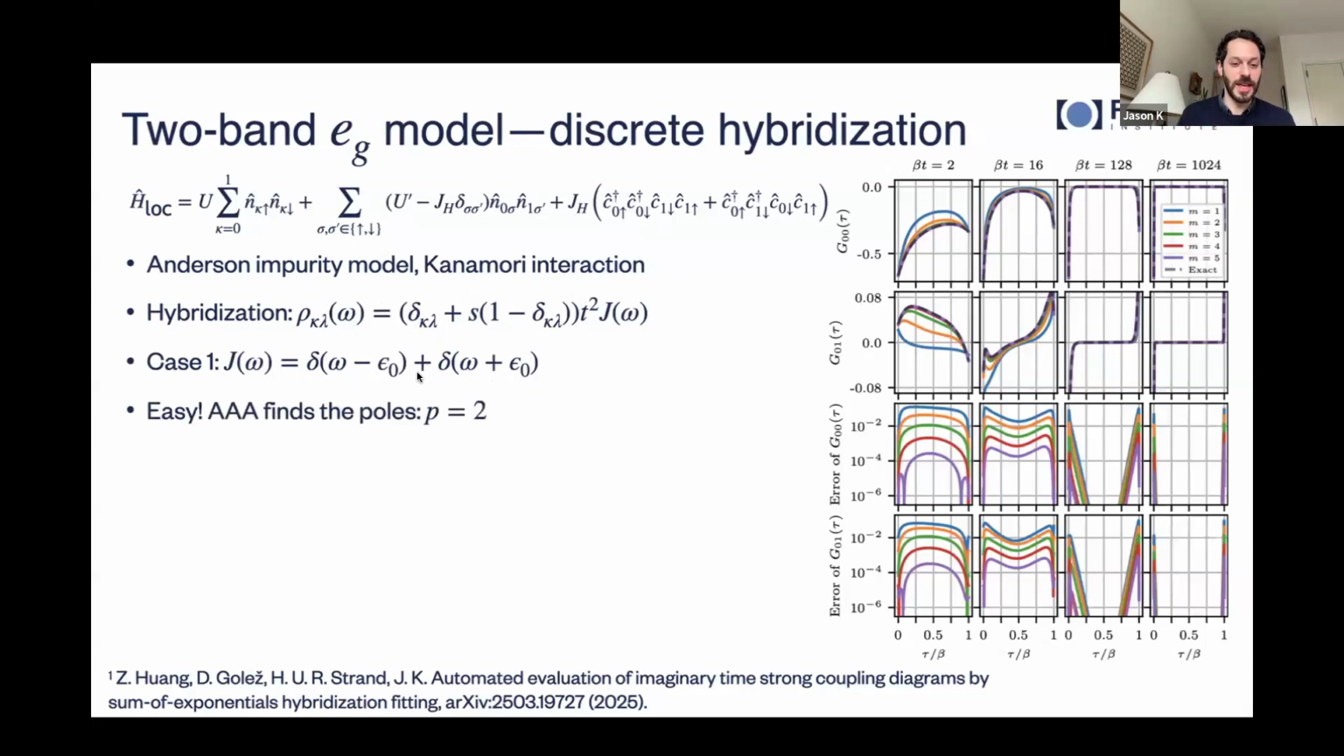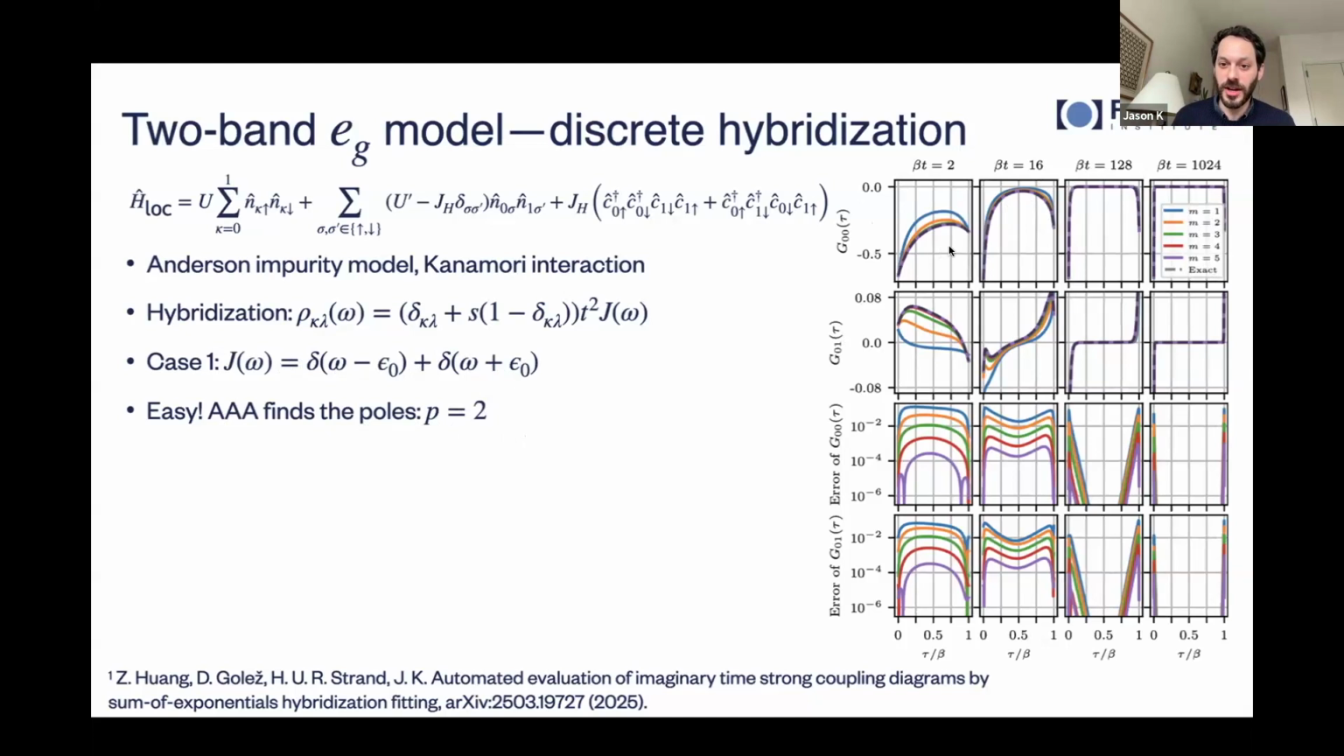This case is easy for us for two reasons. One, we have a gap, so that makes the hybridization expansion converge more quickly. So the expansion itself is converging more quickly. And number two, this hybridization function has two poles. AAA easily finds them. So in our algorithm before, p equals 2. So we can go to relatively high expansion order, bold expansion order. And here we go up to order 5.